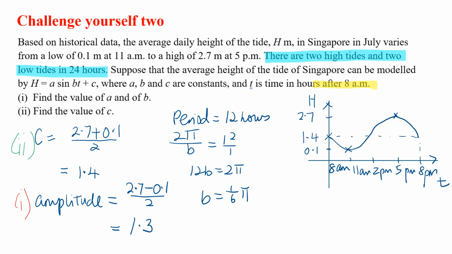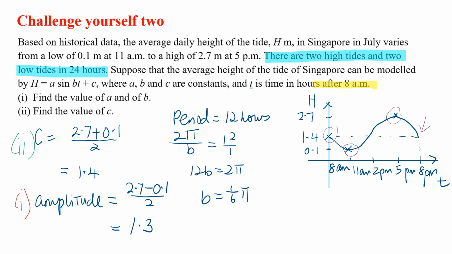We're talking about a 12 hour period. So we start with 8 a.m. From 8 a.m. to 8 p.m. will be 12 hours. At 8 a.m. your axis, y equals to 1.4, is the axis of the graph. Then at 11 a.m. you have the lowest point, which is 0.1. Then at 5 p.m. the highest point.